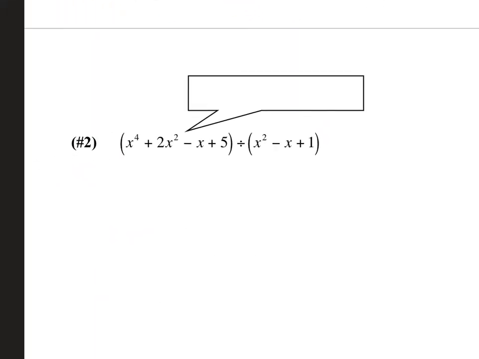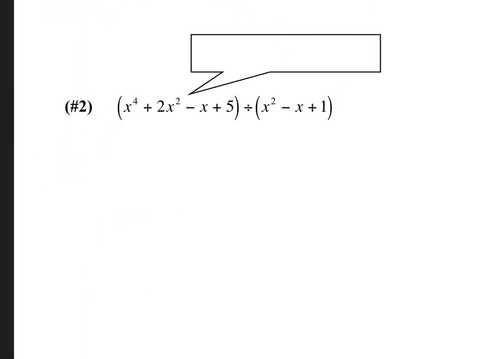Okay, let's do number 2 now. Number 2 is going to be similar. But one thing we got to be careful about with number 2 is we need a placeholder for x cubed. You see how there's no x cubed? So let me read the problem here. We have x to the 4th plus 2x squared minus x plus 5 divided by x squared minus x plus 1. So you can see there's no x cubed term here, right? So we have to add an x cubed term when we actually divide this, all right?